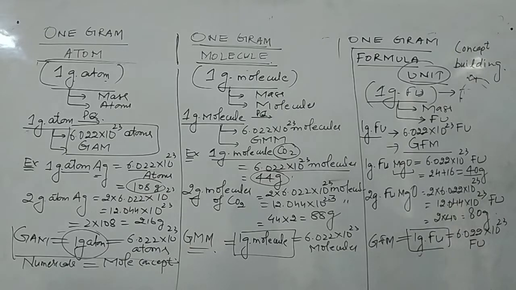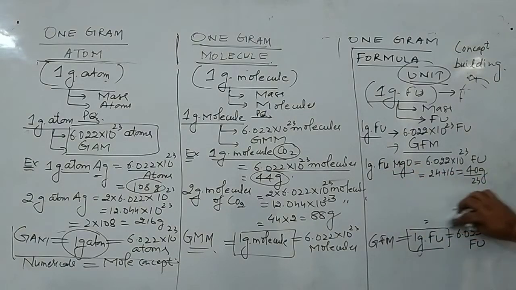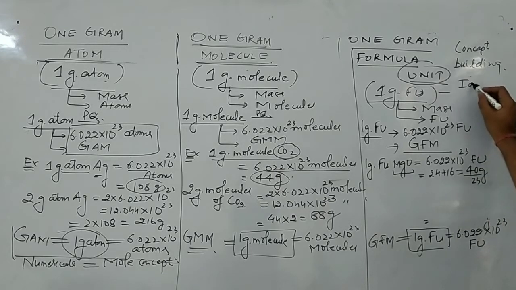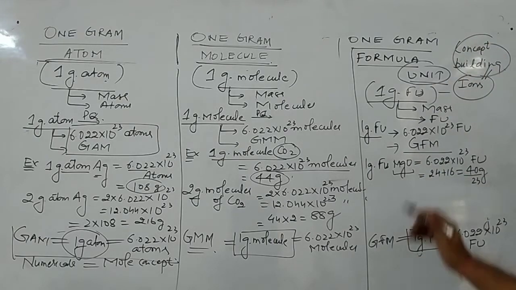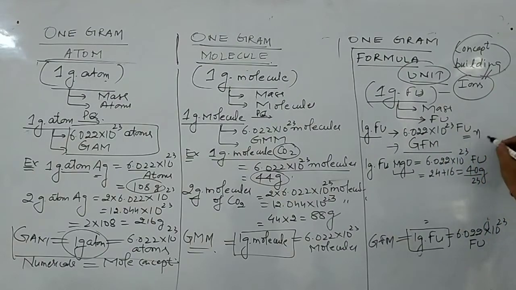Now listen students, I have told you that in the case of an ionic compound we have to study one more thing, that is ions. For ions, I have written earlier that this data also gives us the number of ions, that is only for concept building. So 1 gram formula unit contains n × 6.022 × 10^23 ions. How many ions? n × 6.022 × 10^23.